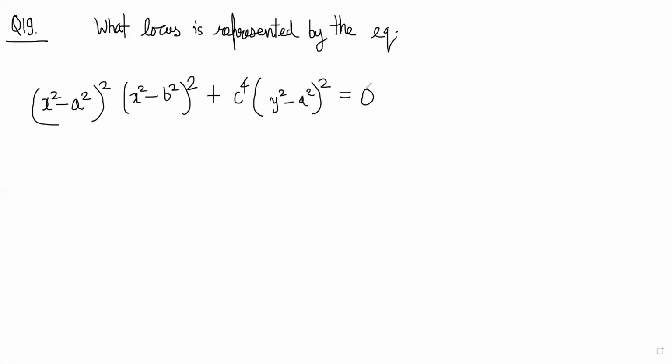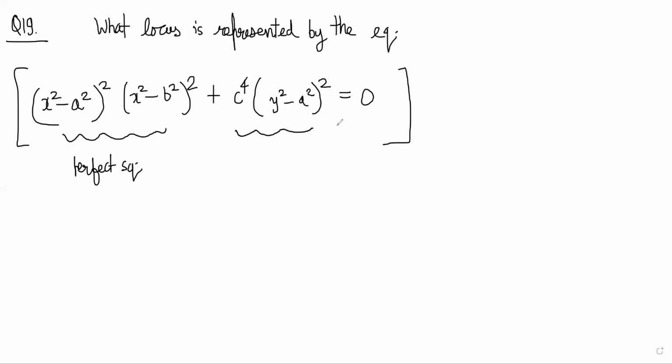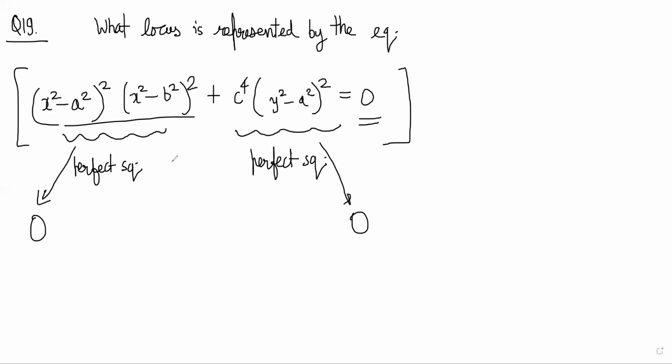If you think about this equation, notice that this is a perfect square, and this is also a perfect square. So the sum of two perfect squares is equal to 0 only if each of them is equal to 0. So both of them have to be 0.